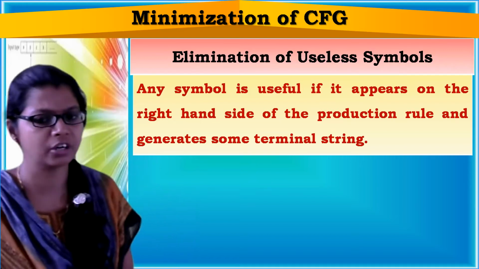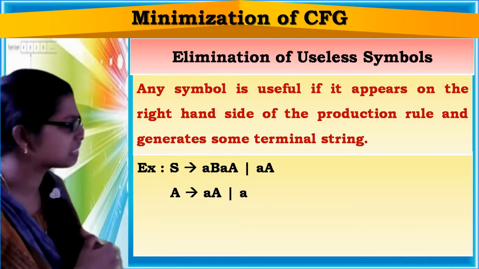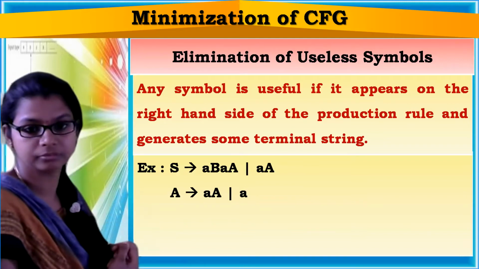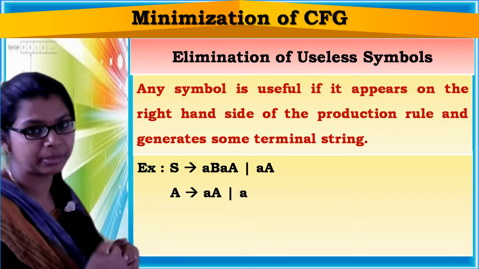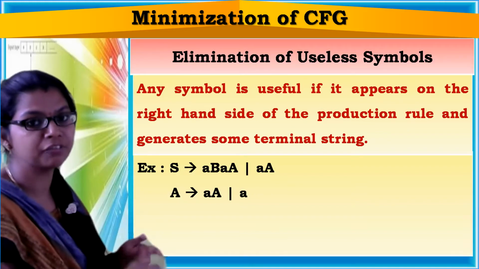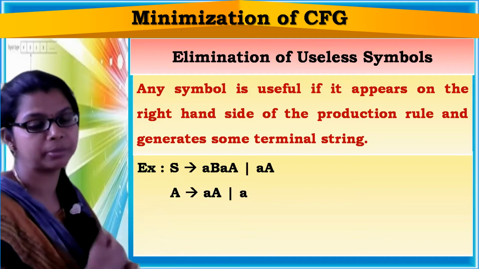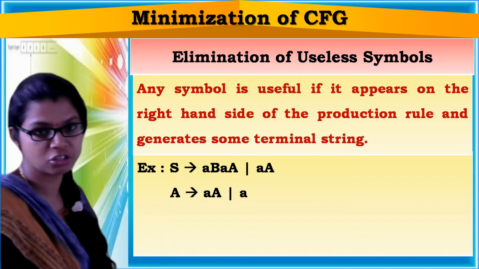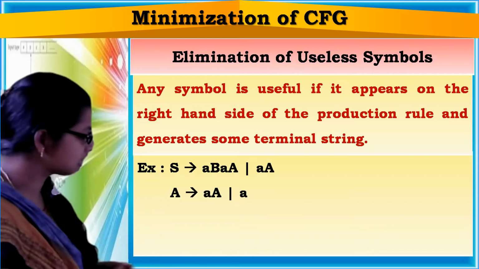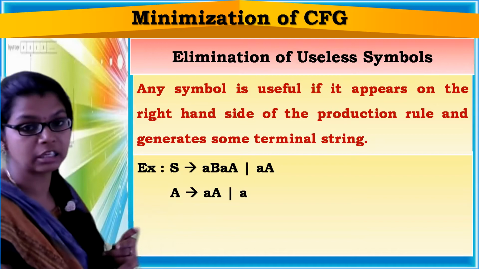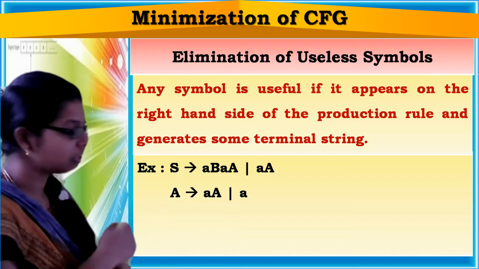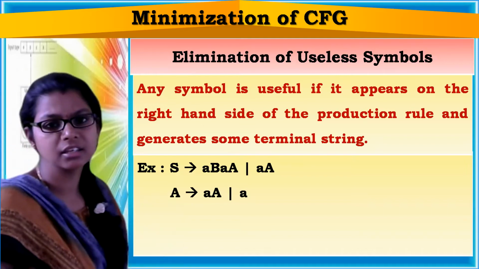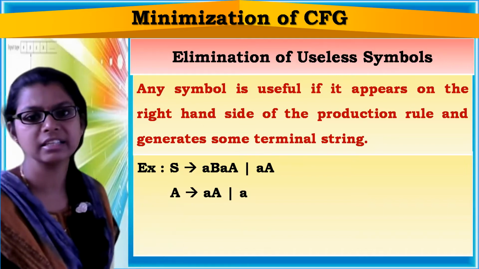Let's see one example to understand it more clearly. S produces ABAA: terminal a followed by non-terminal B, followed by terminal a, followed by non-terminal A, or terminal a followed by non-terminal A. These are the productions of the start symbol S. Next, non-terminal A produces terminal a followed by non-terminal A, or non-terminal A produces terminal a. These are the given production rules present in the context-free grammar.